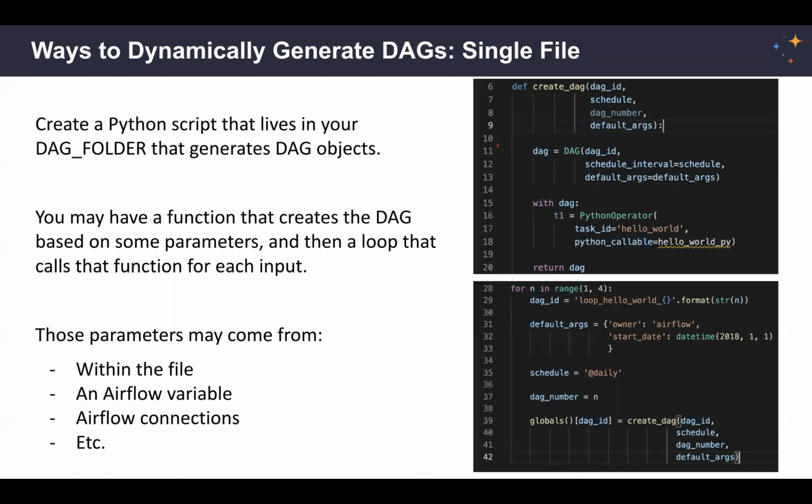But this method is particularly useful since you can have those parameters come from any number of different places. That might be within the file itself. It could be an Airflow variable, Airflow connections. It might be some external source entirely, so you're getting it from a database or something like that. Super flexible there.